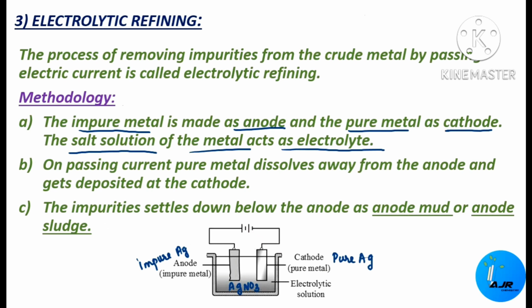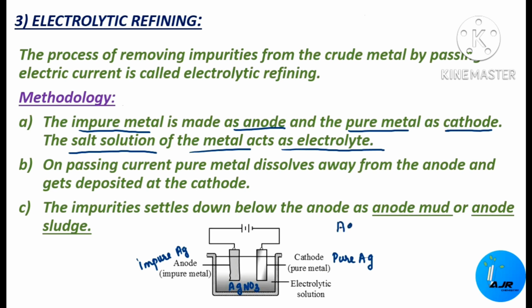Now what happens when a current is passed through the electrodes? The following reaction will be taking place. That is, the pure silver which is present in the anode will be getting converted to a positive ion. Okay, during electrolysis at the anode, the silver atom loses electrons. Okay, so what happens? Let me write here.